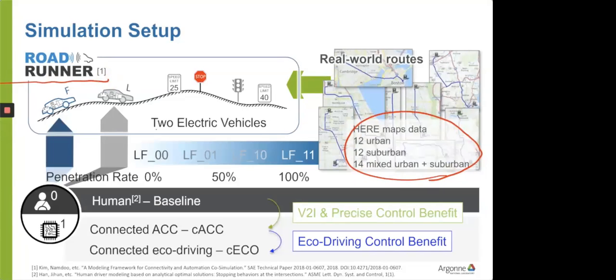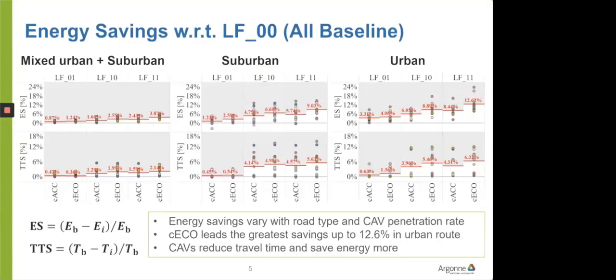So consider the two electric vehicles and set the different penetration rates depending on which model is used for each vehicle. Human is the baseline, indicating 0, and the CAVs, connectivity ACC and connectivity eco-driving, indicating 1. These three figures show the energy savings and the travel time savings with respect to the baseline case for the mixed, suburban and urban road types.